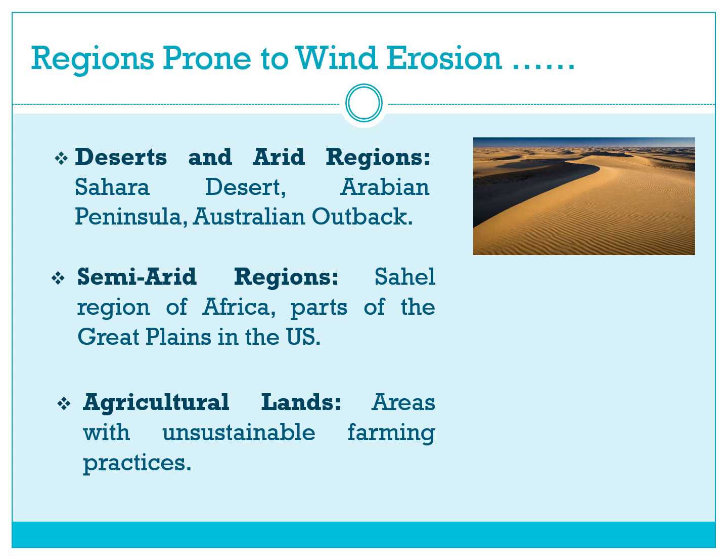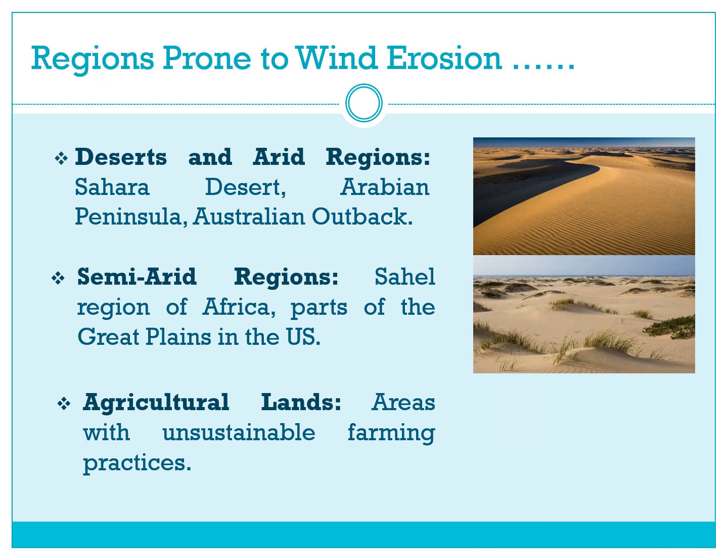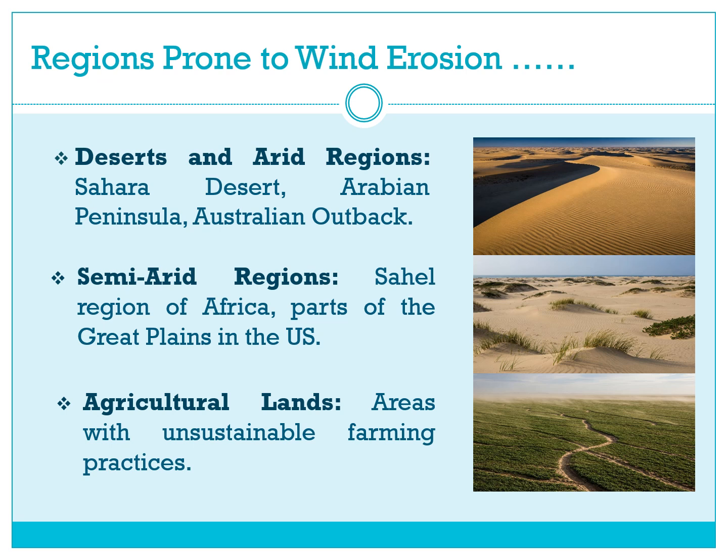Semi-arid regions: areas like the Sahel region of Africa and parts of Great Plains in the US face periodic wind erosion, especially during droughts when vegetation cover is reduced. Agricultural lands: unsustainable farming practices such as overgrazing and excessive tillage make farmlands prone to wind erosion, leading to soil degradation and loss of fertility. Effective land management and conservation practices can help mitigate wind erosion in these regions.